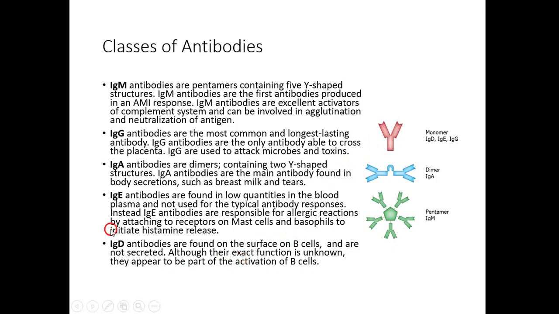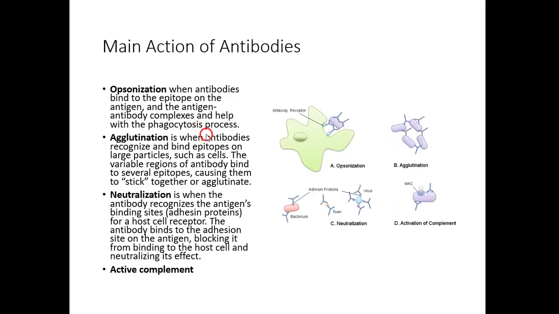And then the last one is IgD. The IgD antibodies are found on the surface of the B cells. So those are our 5 classes of antibodies. You should be able to identify their functions and what they look like, either for multiple choice or for matching. Now, there's a lot of functions of antibodies, but we're going to look at the 4 main ones.